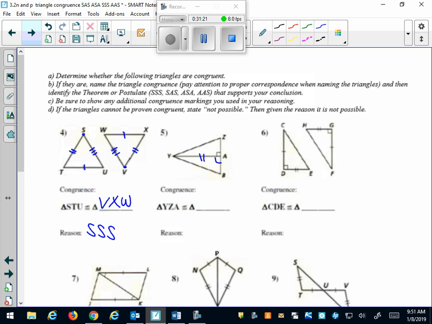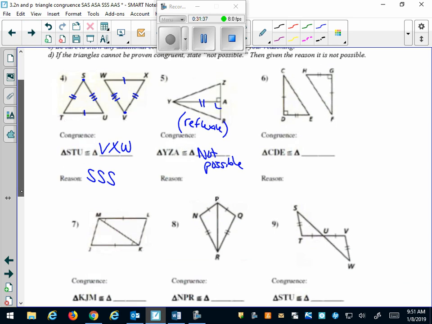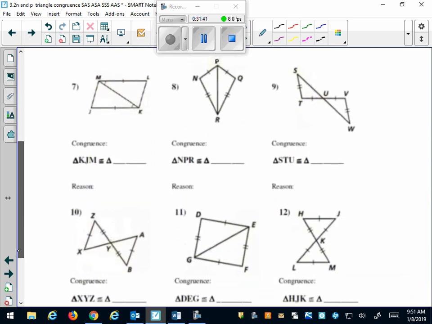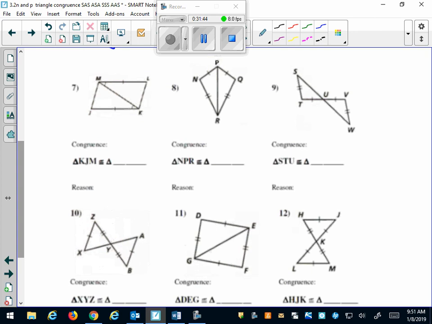Does that give us enough information here? Still not enough information, right? So this is reflexive, but still not enough information. Not possible. All right, I'm going to let you do some of these on your own, but I want to point out a couple of other ones first. So remember, anytime they share a side, you can mark it with the reflexive property. That's true anytime they share a side, so keep that in mind.